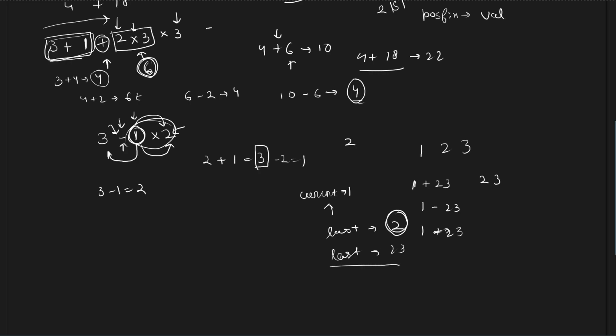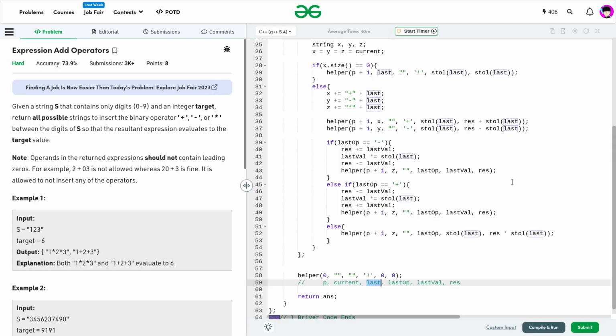So last will be storing the integer that I have not added to my current expression. Here added does not literally mean addition. It can also be multiplication or subtraction, right? It can be any of those operations. It just means that I have not used this number yet.